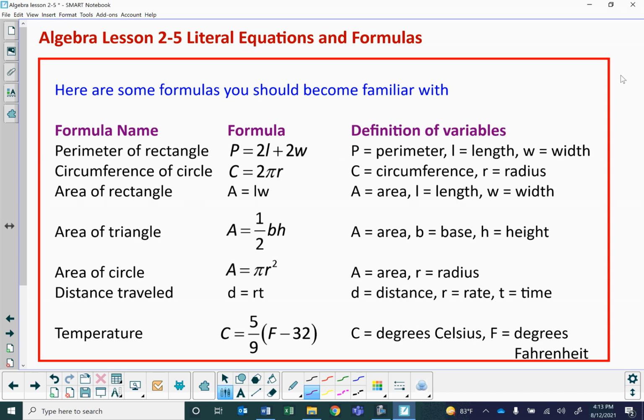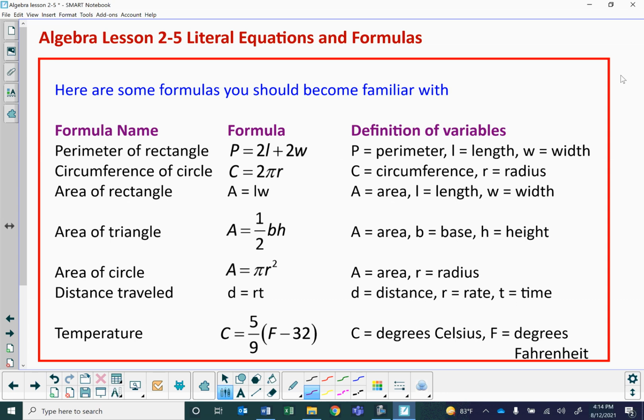Circumference of a circle, C equals 2 pi r, where C is your circumference, R is your radius. Pi is a constant, but it's a never-ending number. It's an irrational number. It never ends. Some people think of it as being 3.14. That's its easiest term to remember it as. It's approximately 3.14.